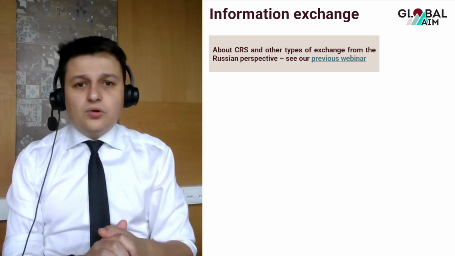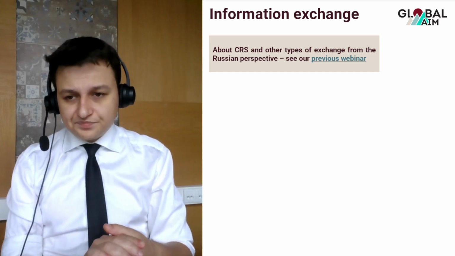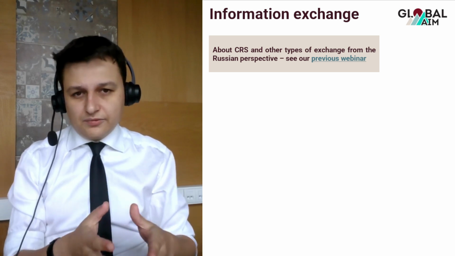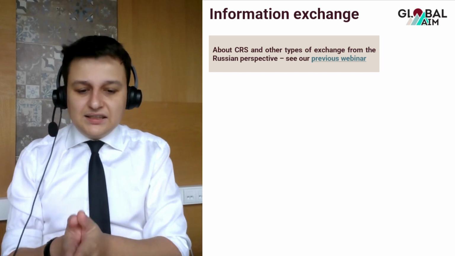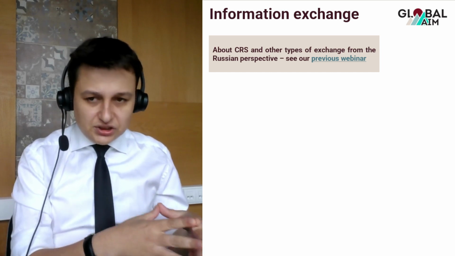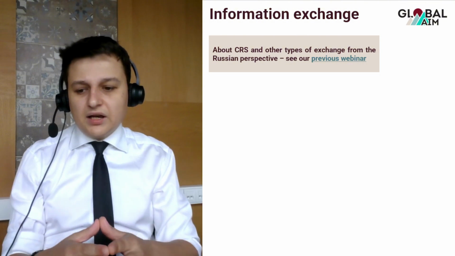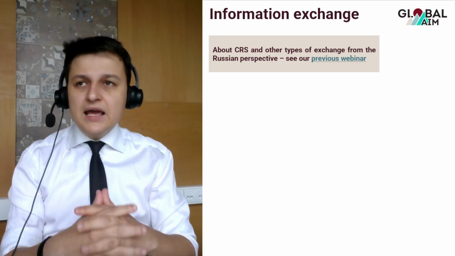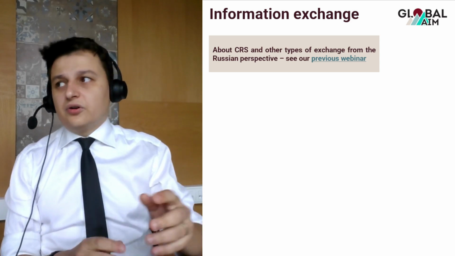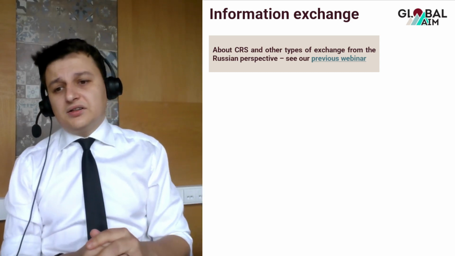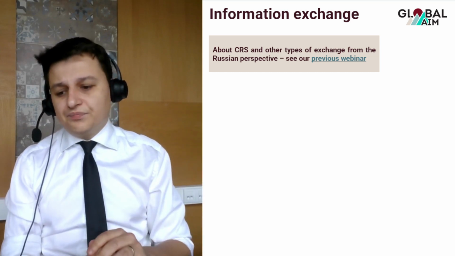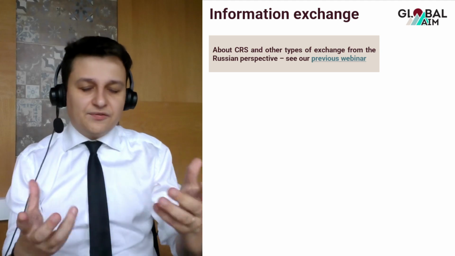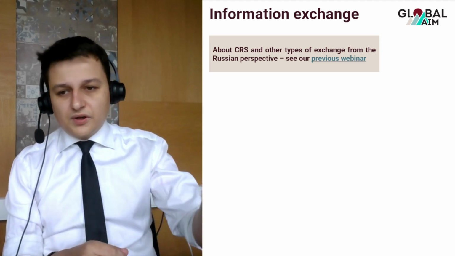For those who don't know, I should say that there are majorly two types of information exchange. This is the tax exchange, the exchange of tax information. This is usually executed between the tax authorities of different states, which send each other requests, and these requests are executed by the tax authorities of another state.